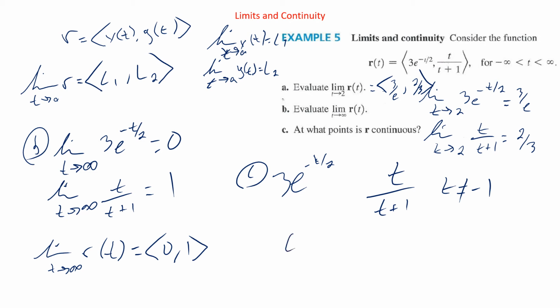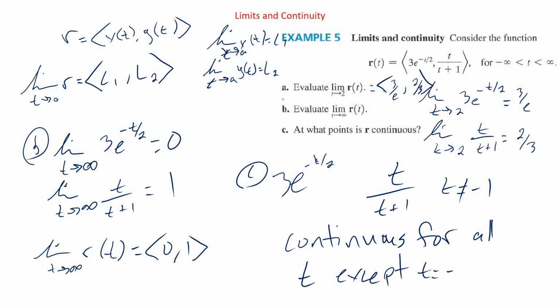So this will be continuous for all t except t equals negative 1. Or it could be for all t where t doesn't equal negative 1. It could be it's continuous for t not equal to negative 1. I mean, you can say it a whole bunch of ways, but basically t doesn't equal negative 1.